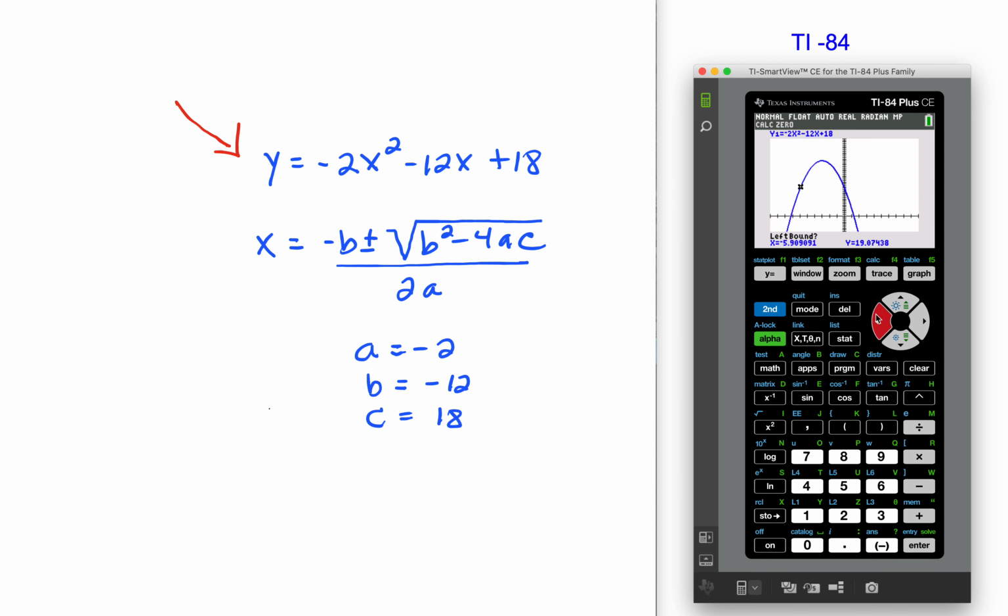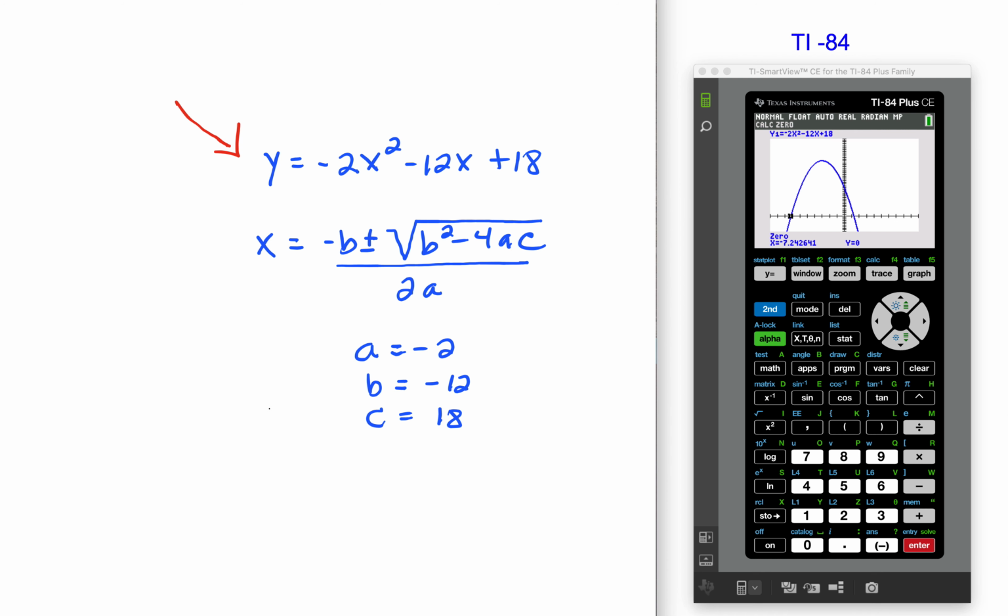Okay, so left bound, so there are two zeros. That's one zero, that's the other zero. If we want to get this leftmost zero right here, we're going to go right to the left of it, which is right there. Hit Enter. Now the right bound, you're going to get right to the right of it, which is right above it. Hit Enter. Guess again, and we found it to be negative 7.24.